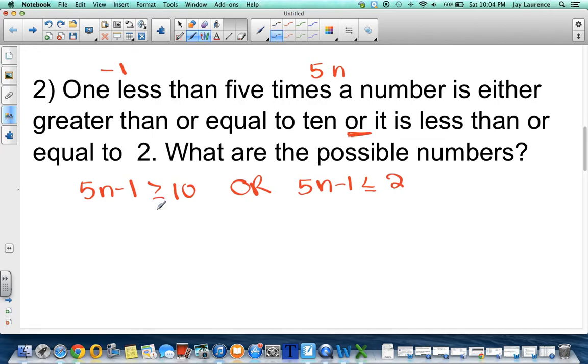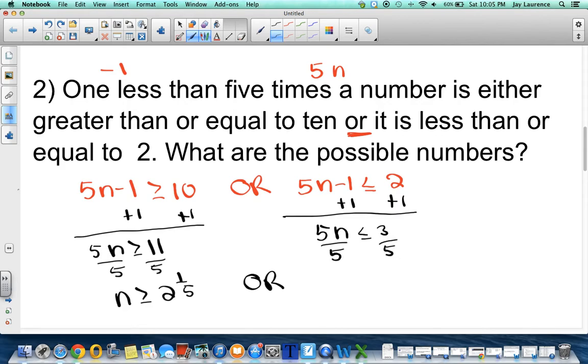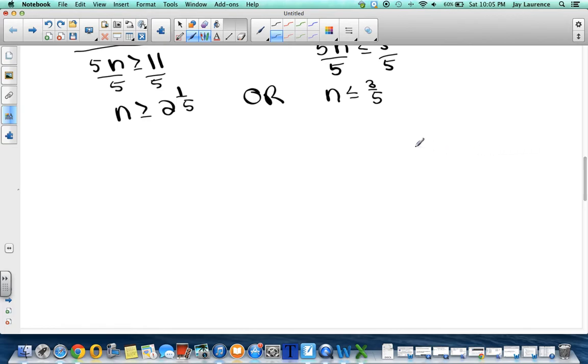Just like the last problem, I'm going to solve each part. Plus 1 to both sides, 5n is going to be greater than or equal to 11. Going to divide by 5, and it's going to be greater than or equal to 2 1/5. Or, add 1 to each side. I'm going to get 5n is less than or equal to 3. I'm going to divide by 5 and divide by 5, and I'll get n is less than or equal to 3/5. Okay, a little bit more than halfway. And this is an or.